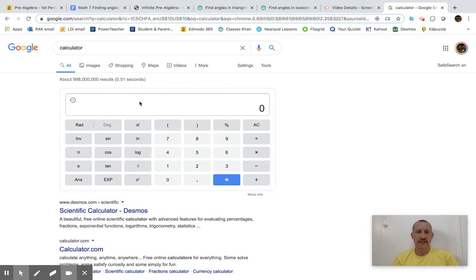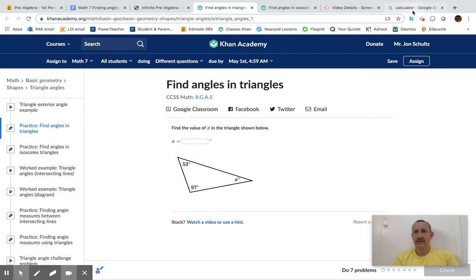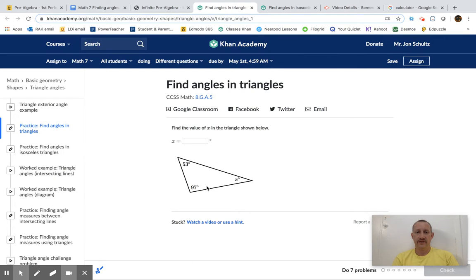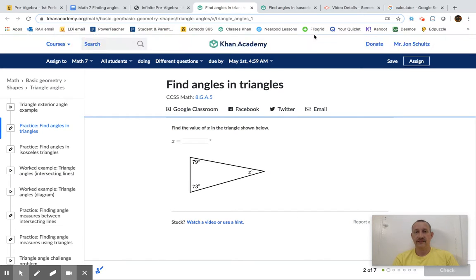So we take 180, and we're going to subtract 53, and we're also going to subtract, what was that other one? 97. Okay. That gives us 30. So we know the third angle, that missing angle, is 30. You can use a calculator or you can do it in your head. I don't mind either way. Okay? So all of your questions are going to be kind of like that.